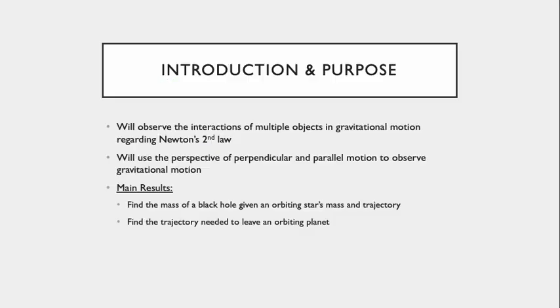So, first, the purpose of this lab is to look at objects, just as I said, going around a black hole in gravitational motion with regard to Newton's second law, the momentum principle, and we're going to use the perspective of perpendicular and parallel motion to better understand this phenomenon. Our main result is that we're going to find the mass of a black hole given an orbiting star's mass and trajectory, and then later find the trajectory of a ship needed to leave an orbiting planet of that black hole.